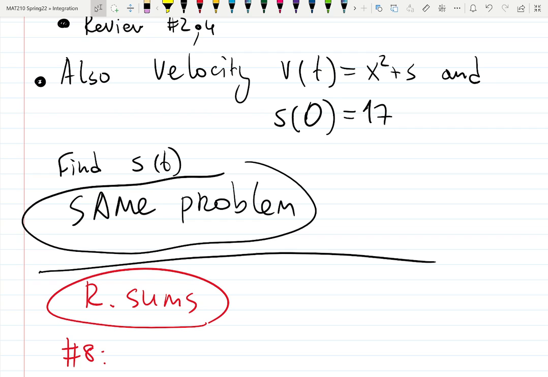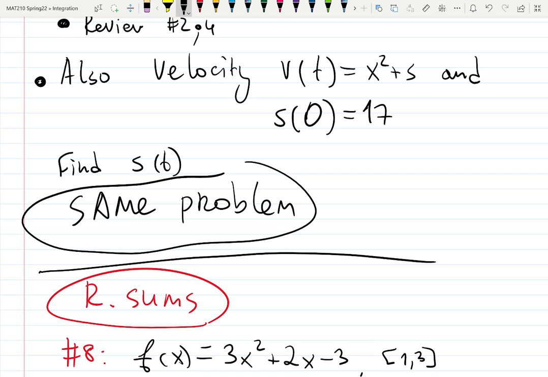Calculate the Riemann sums for the given function on the given interval, and I give you the number of intervals. So let's do that one. Number 8 is a really good one. The function is given: f of x is 3x squared plus 2x minus 3. The interval is given: 1 and 3, and n is 5.